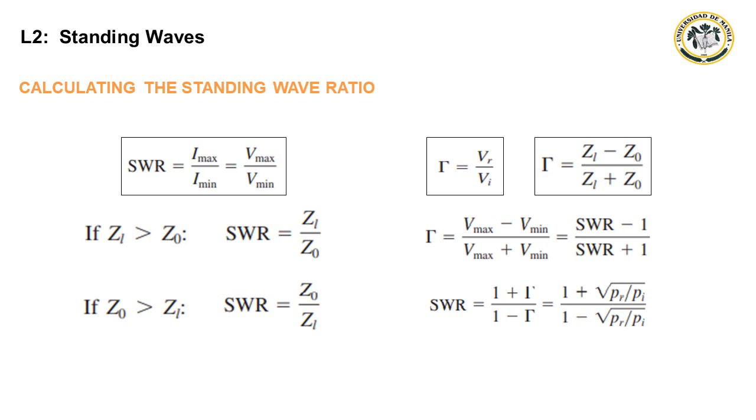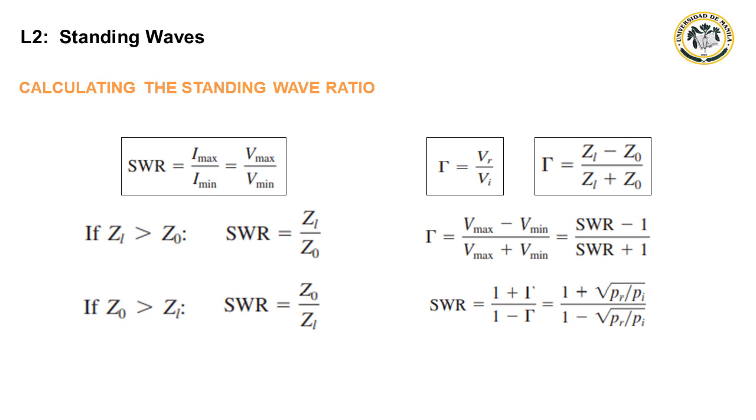For example, the standing wave ratio can be computed if the impedance of the transmission line and the actual impedance of the load are known. The standing wave ratio is the ratio of the load impedance to the characteristic impedance, or vice versa.